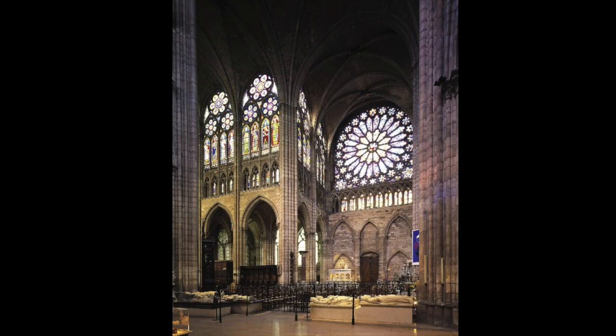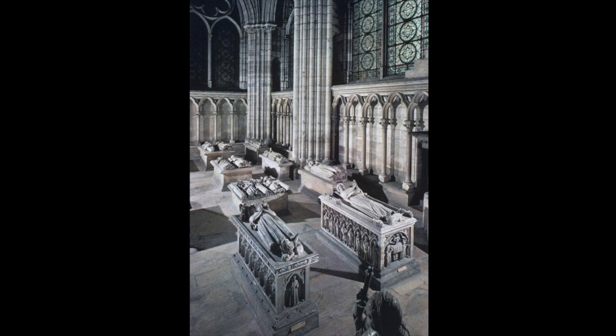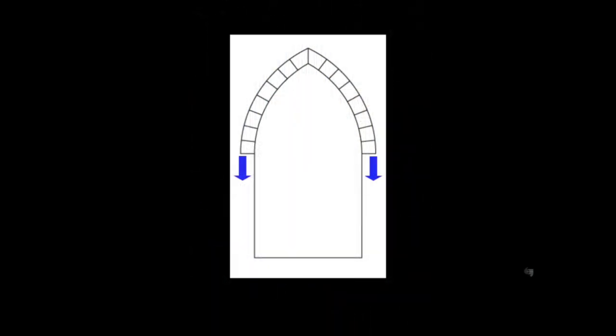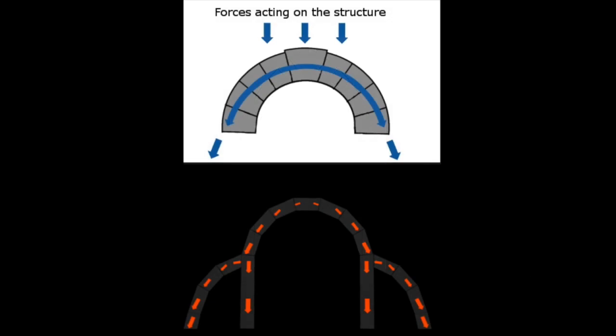Now, the problem with the pointed arch is that the weight of the building is taken down much more quickly, much more abruptly to the ground. And unfortunately, this caused a lot of these early churches to literally fall down because this pressure is coming straight down to the ground and it's forcing too much pressure on the walls. So the walls were basically blowing out.